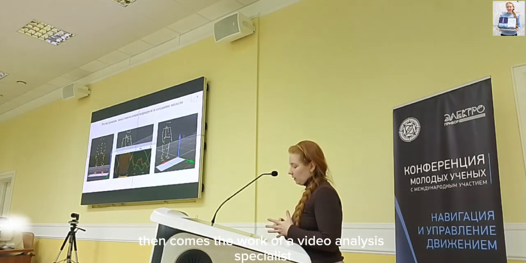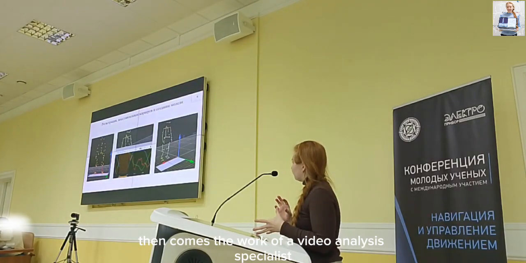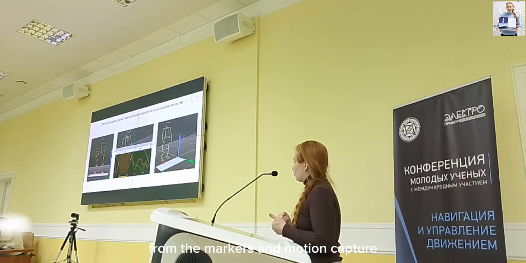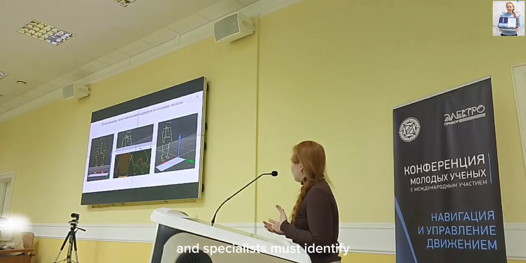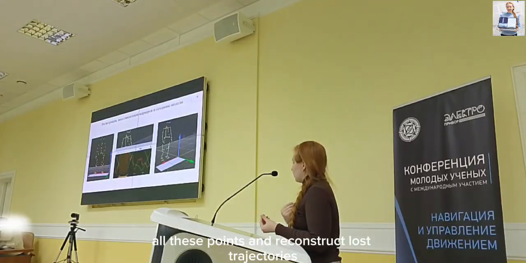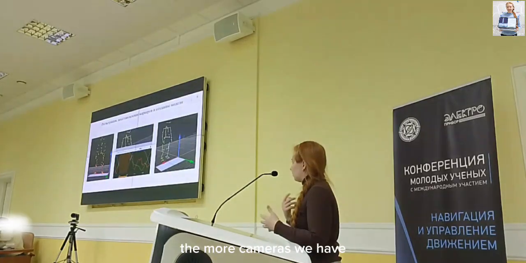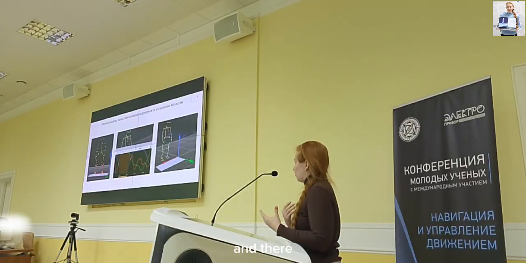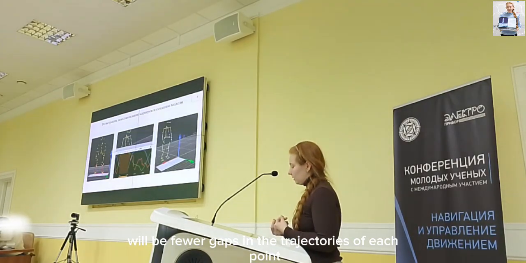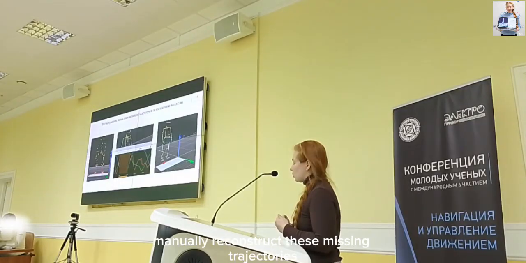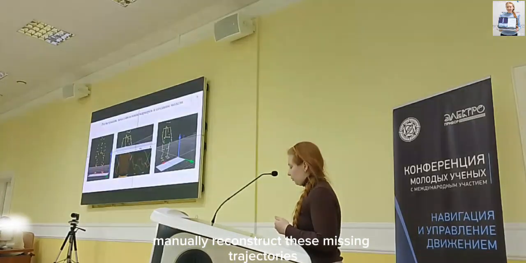Then comes the work of a video analysis specialist. We obtain a cloud of points from the markers and motion capture, and specialists must identify all these points and reconstruct lost trajectories. The more cameras we have, the less work is required from the video analysis specialist, and there will be fewer gaps in the trajectories of each point. Otherwise, we must manually reconstruct these missing trajectories.